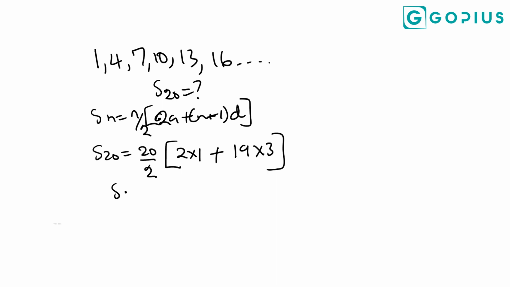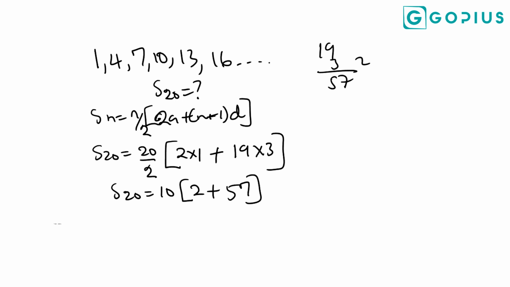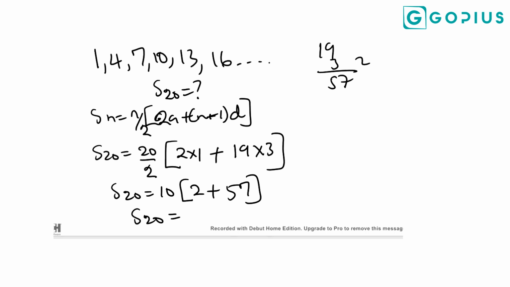All right, so 20 over 2 is 10, into 2 times 1 is 2, plus then we have 19 times 3. 9 times 3 is 27, plus 3 is 5, so we have 57. So our S20 is equal to 10 into, if you add this up, you have 59, and of course 10 times 59 will give us 590.